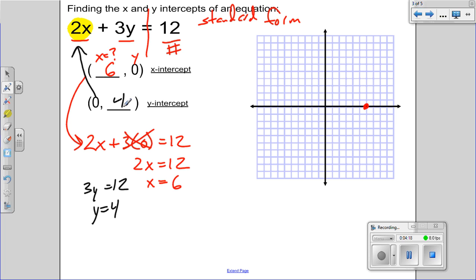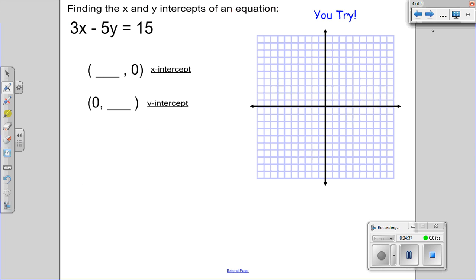So here, we have 0, comma, 4, and then we graph the point: 1, 2, 3, 4. We have 2 points, enough information to graph a line, and there it is. This equation is that line over there. All right, now that we've gone through that example, I want you to try this example, and that will conclude this video.